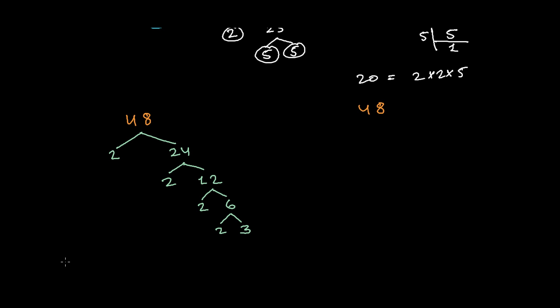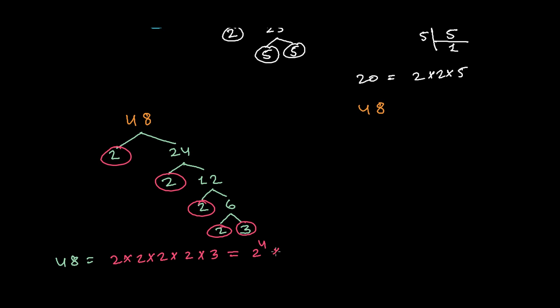So what I get here is that 48 is actually 2 times 2 times 2 times 2 times 3. If you want, you can write 2 to the power 4 times 3. 2 to the power 4 means 2 is multiplying itself 4 times: 1, 2, 3, 4. Right, and now let's do this by the division method.